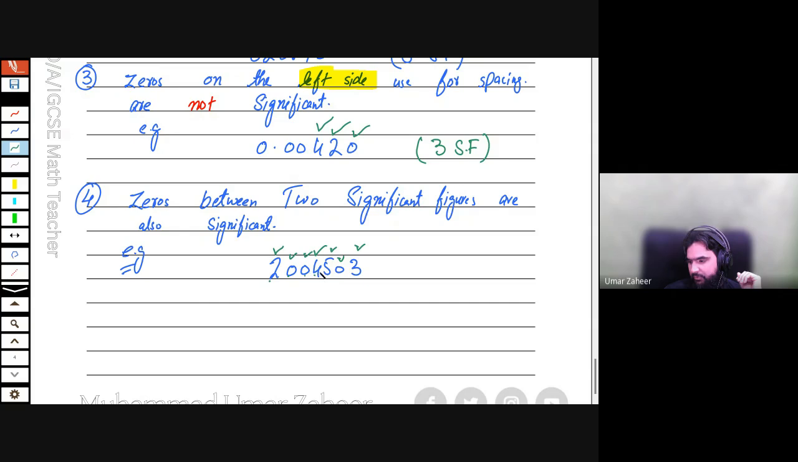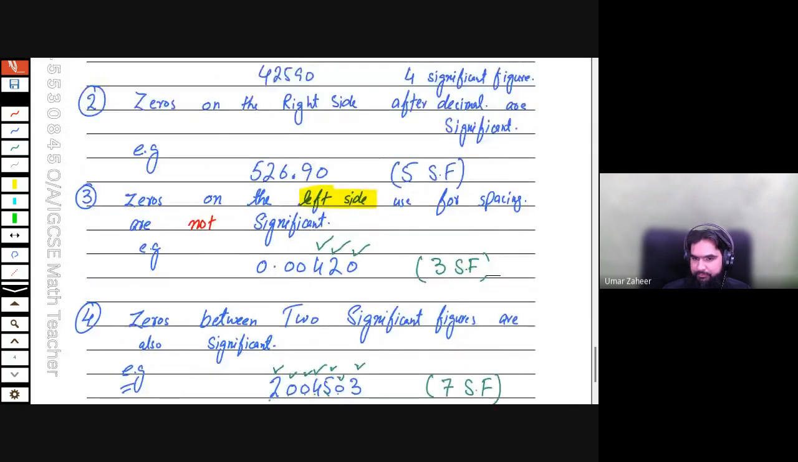1, 2, 3, 4, 5, 7. 6, 7. There we have 7 significant figures. So let's recall the rule.